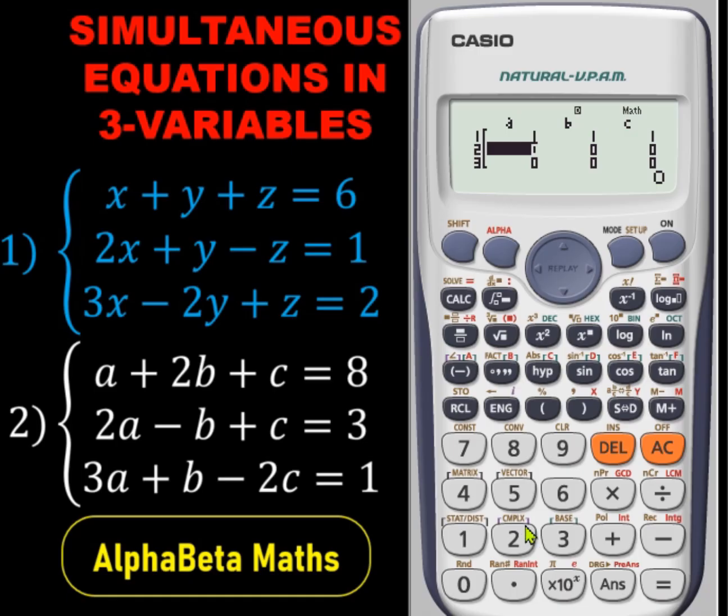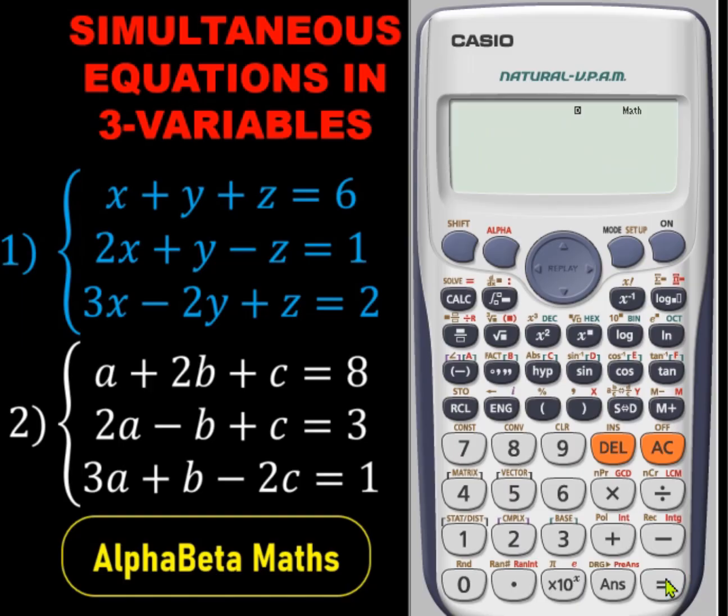Then we come to the second equation. So the second equation, the coefficient of x is 2, y is 1, z is -1, and we also have 1. And lastly, the coefficient of x here is 3, -2, 1, and also 2.